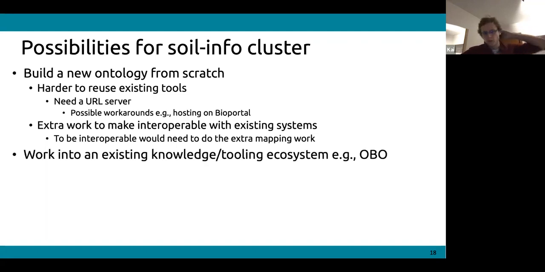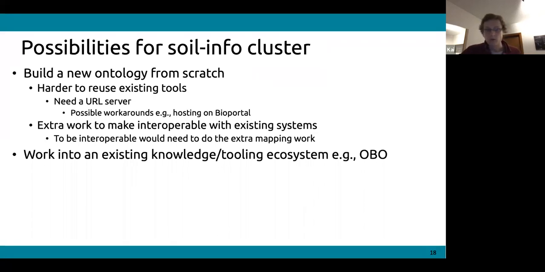Another possibility would be to work into an existing knowledge and tooling ecosystem like OBO. I talked about OBO a lot, so I think I've probably made some good cases for why that might be useful, but there are other ones that exist. For example, Suite. I wouldn't say that it's quite as developed. It has maybe a few people working on it relative to OBO, which has probably thousands of people working on it, but on the various projects within it.